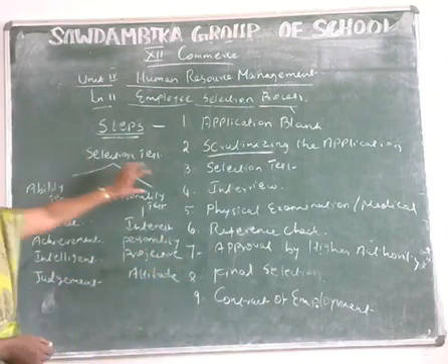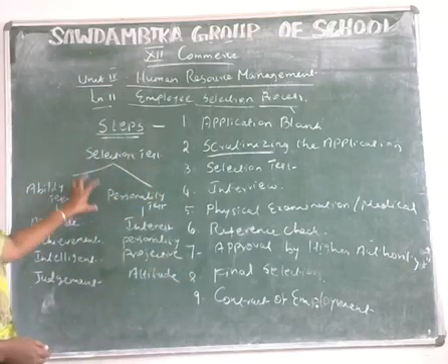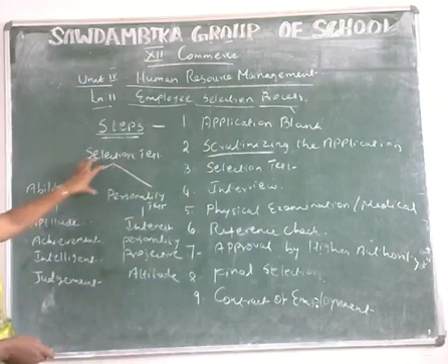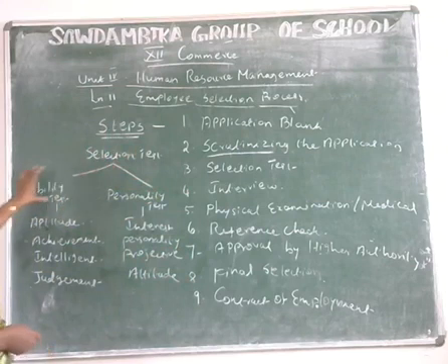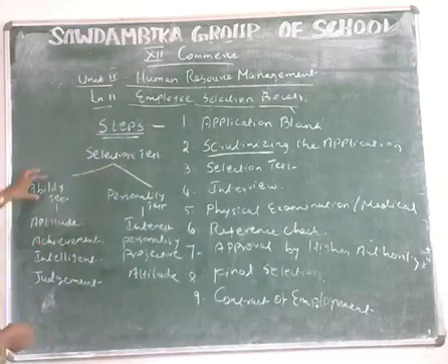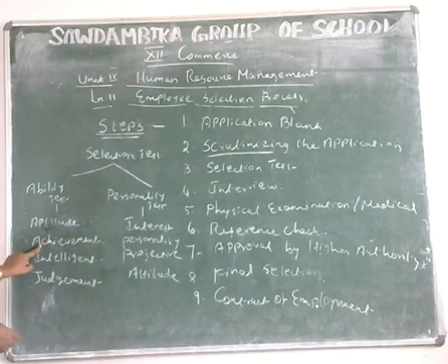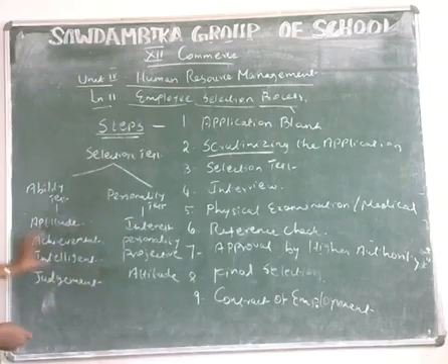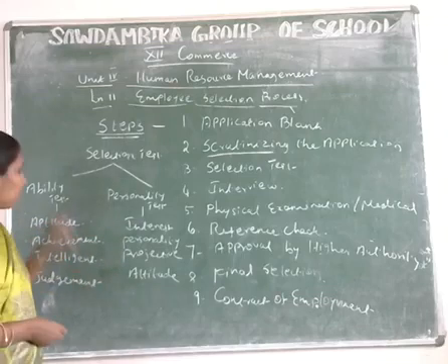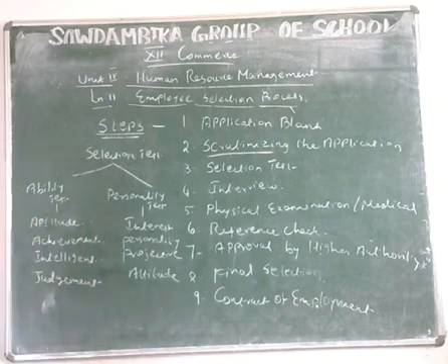So there are several tests conducted in the selection process. What are the several tests? The tests are divided into two types. The first type is the ability test. Another type is the personality test. So what are the kinds of ability test? Aptitude test, achievement test, intelligence test, judgment test. And the kinds of personality tests are interest, personality, projective, and attitude tests. So I will explain one by one. What is meant by ability test?